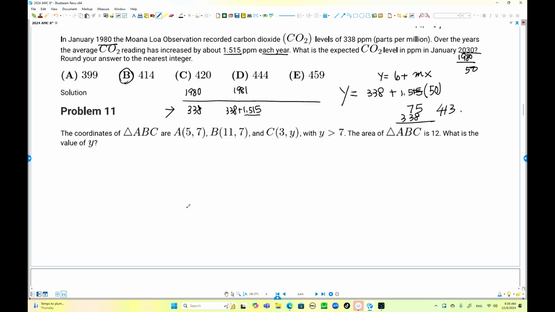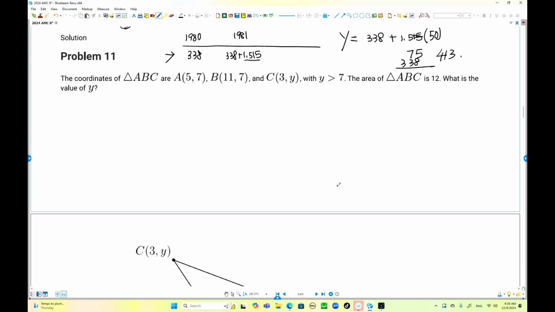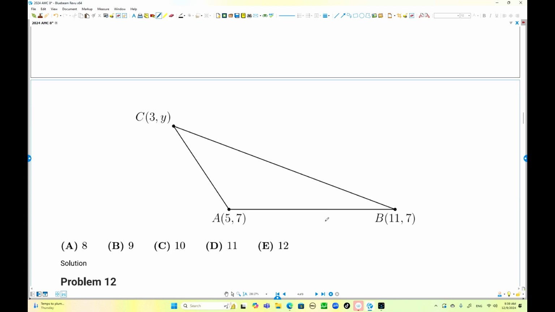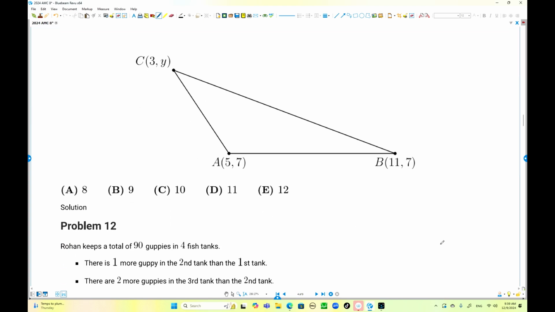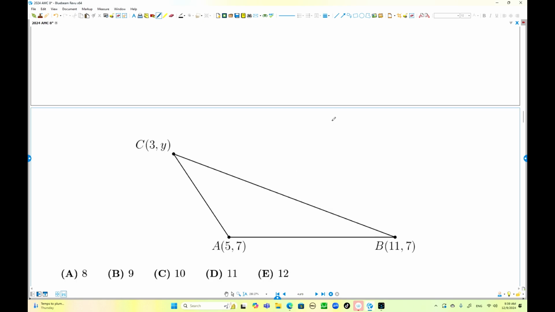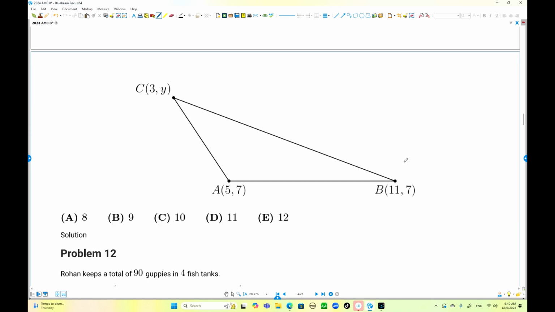The number 11. So we have 3 points. The area of triangle ABC is 12. What is the variable y? Y is greater than 7. Okay, over here, right? Yeah, we have that. So the area is 12.